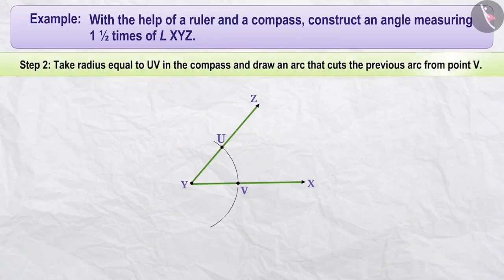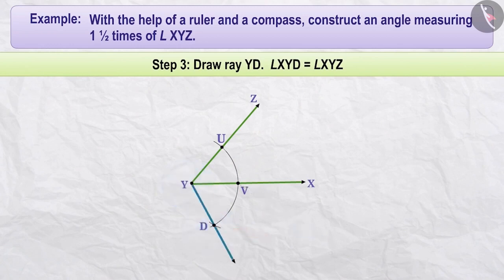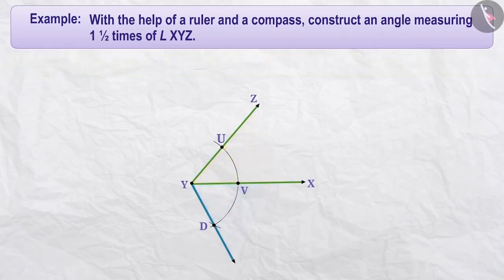Step 2. Here, we will keep arc XY common in both angles. Now, taking the distance of UV, we will place the pointed end of the compass at point V and draw an arc cutting the first arc. Suppose that both arcs intersect at point D. Step 3. Now we will draw the ray YD starting from the vertex Y and passing through point D. We obtain angle XYD, which is equal to angle XYZ. Now we will find the bisector of any one angle. Here, we will find the bisector of angle XYZ.